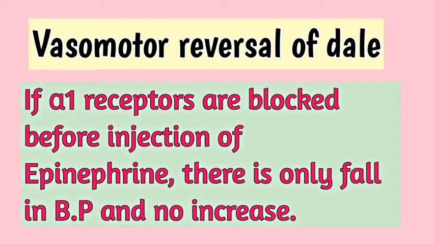alpha 1 receptors, and due to the vasoconstriction there is initial rise in blood pressure, and then there is beta 2 activation with epinephrine and vasodilation occurs. So the blood pressure falls down. But if alpha 1 receptors are blocked before the injection of epinephrine with alpha 1 receptor blockers, then only fall in blood pressure occurs with the use of epinephrine and no initial rise in blood pressure occurs. This is called epinephrine reversal.